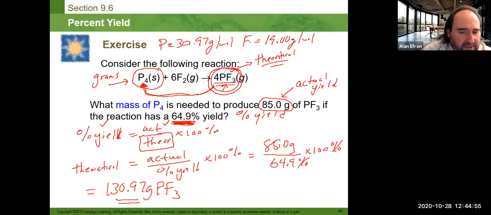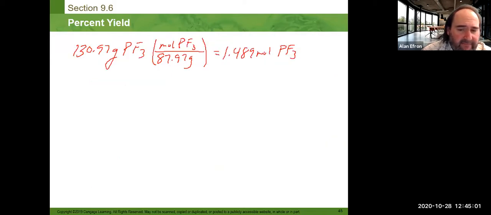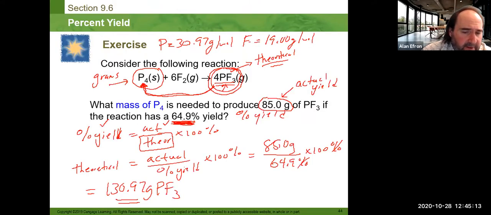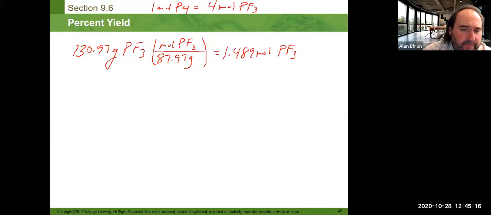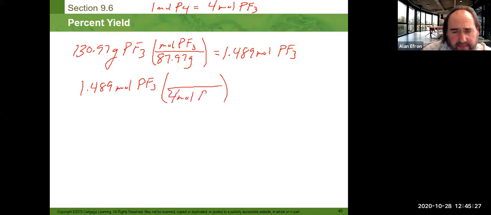Here we're not interested in PF3, so this is the stoichiometry part. From the balanced equation, we can see that for every 1 mole of P4, we get 4 moles of PF3. That's our mole-to-mole relationship from our balanced equation. We're going to do that to get back to our phosphorus, which is what we're interested in. We put the 4 moles on the bottom so that the PF3 cancels, with 1 mole of P4 on top. That gets us 0.3722.